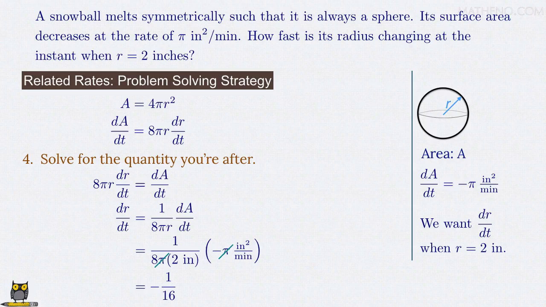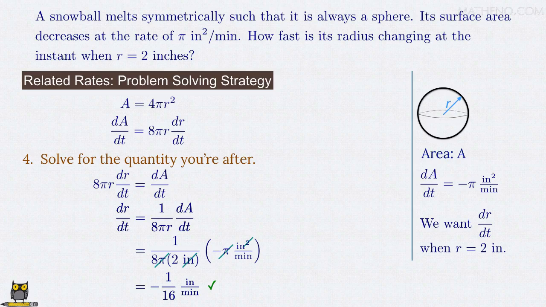Units-wise, the inches in the denominator cancels one of the inches in the numerator, and so we have inches per minute. And that is our final answer. dr dt equals negative 1/16 inches per minute. We can ask, do the units make sense? The answer is yes. We expect the radius to be changing at a rate that has units of inches per minute, as opposed to, say, inches squared per minute, or minute per inch, or anything else.